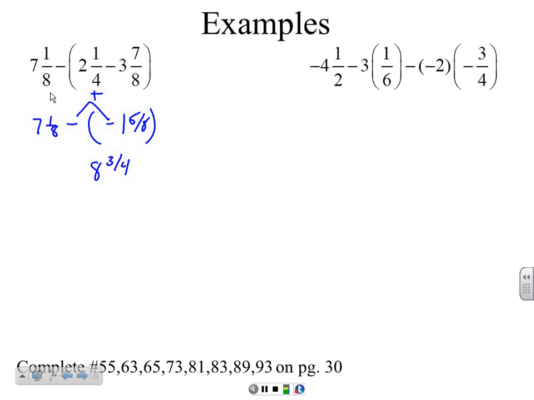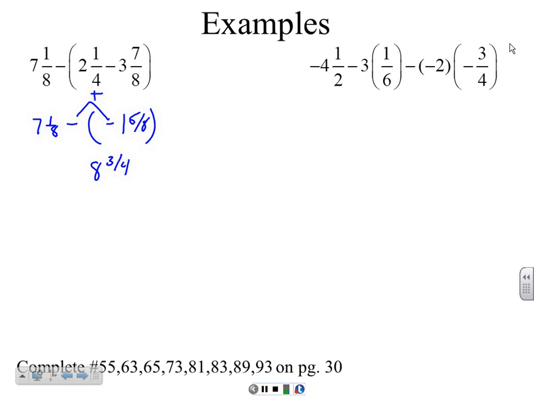Now the problem on the right is somewhat tricky because of the way the fractions are set up, and what I need you to understand is this number here is a mixed number. This says negative 4 and or plus 1/2, so this is negative 4 1/2. This is a mixed number. However, these two numbers are not mixed numbers because they're indicating multiplication. This says 3 times 1/6, and this says negative 2 times negative 3/4. This is addition, negative 4 1/2. This is multiplication. So these are not mixed numbers.